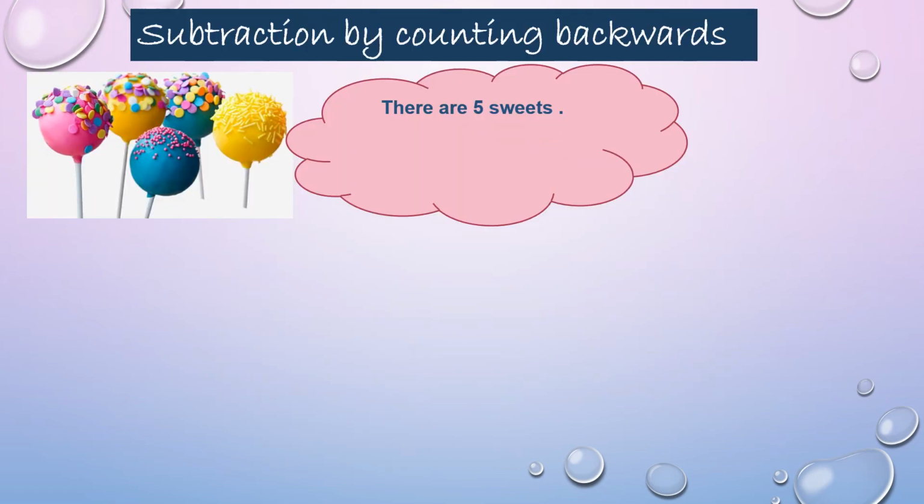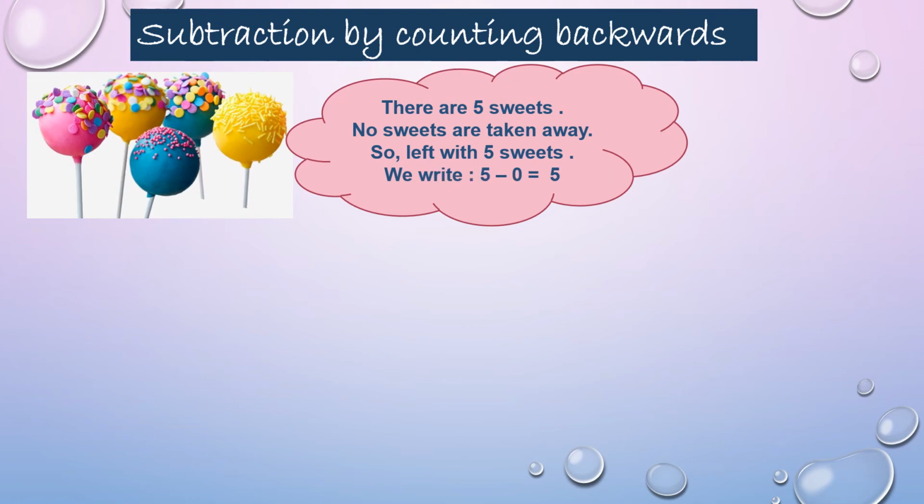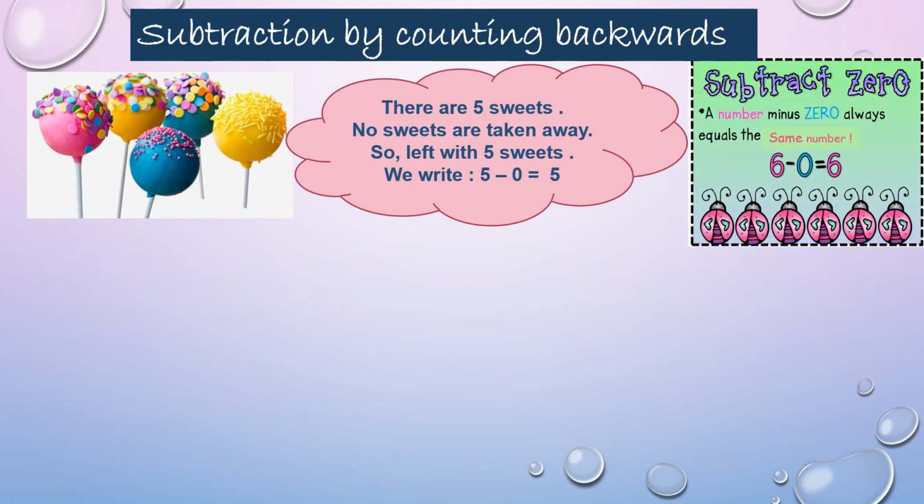Subtraction by counting backwards. There are 5 sweets on your screen and no sweets are taken away. Means I am left with 5 sweets. So we can write 5 minus 0 is equal to 5. Or we can say that whenever we subtract 0 from any number, we get the same number as the difference, or a number minus 0 always equals the same number.